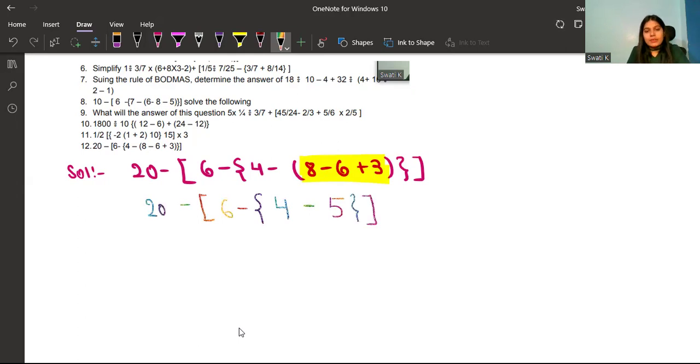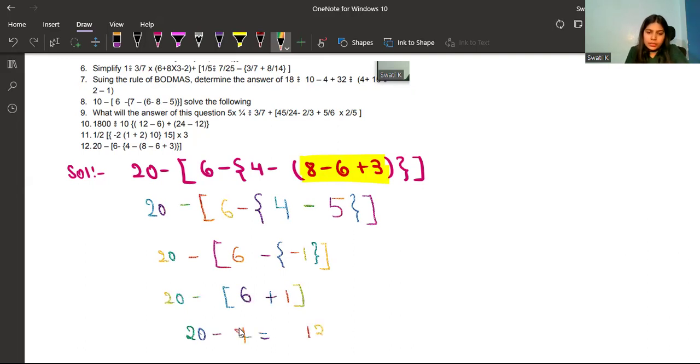This will become 4 minus 5, which is minus 1. So I'm writing minus 1 in the curly bracket, minus 6, big bracket, and then minus 20. So this will become 20 minus, in the big bracket we have 6, minus into minus is plus, so plus 1. So this will become 20 minus 6 plus 1 is 7, which is 13. So 13 is the answer, and that's it.